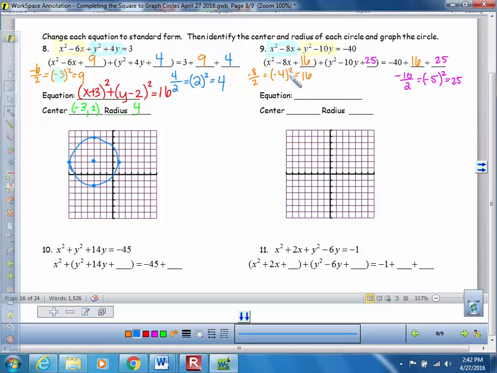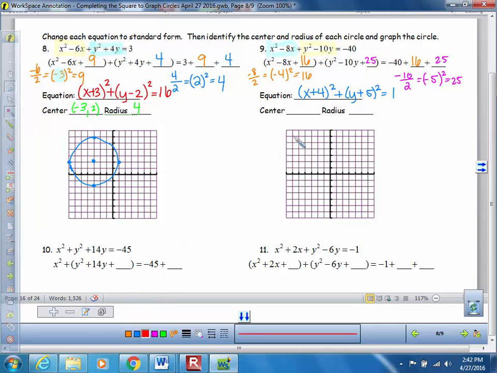Okay, now we're going to write our equation. So I know when I divided -8 by 2, I got -4, so this would be (x + 4) squared, plus parentheses y, and when I divided -10 by 2, I got -5, so this would be (y + 5) squared equals. I know 16 plus 25 is 41, so I have a -40, a +41, so that would leave me with 1.